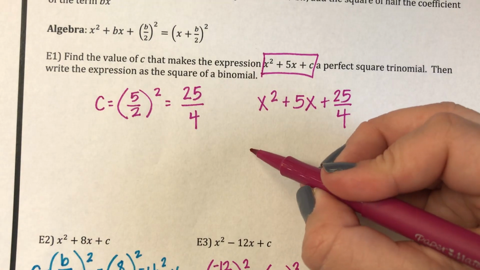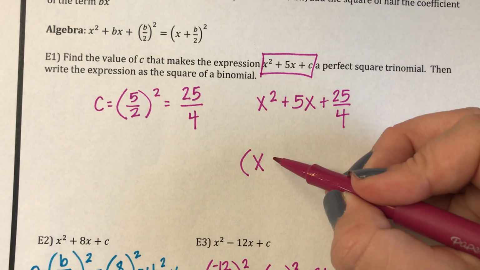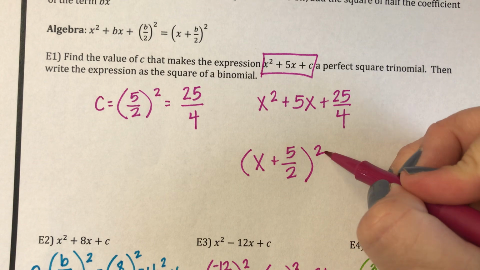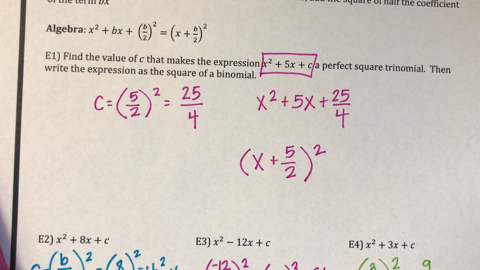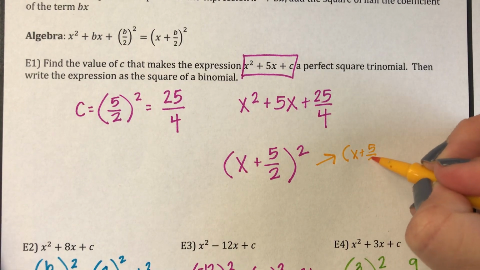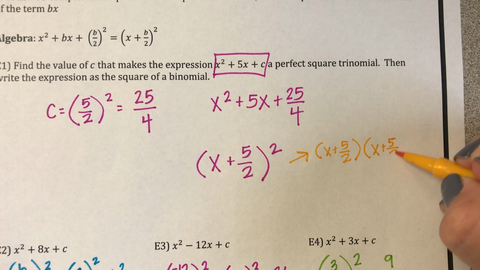And so when it asks you, how would you factor that? Like, what would be the binomial? Well, the square root of x squared is x. The square root of 25 over 4 is 5 over 2, and that's squared. Okay, and again, I just want to show you one more time that what this means is x plus 5 over 2 times x plus 5 over 2.